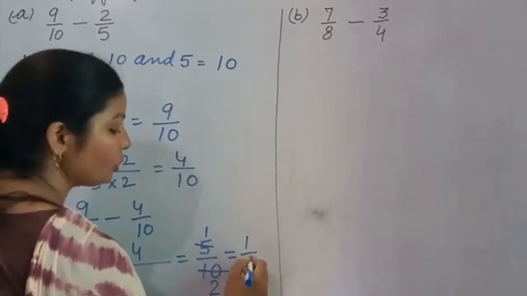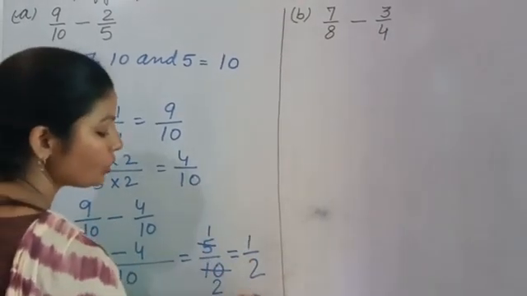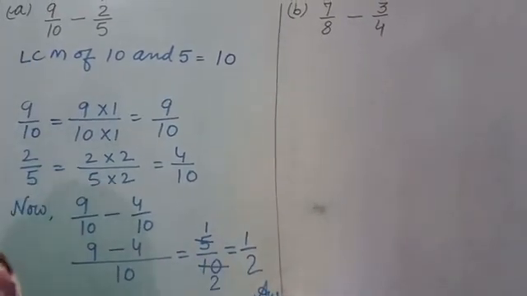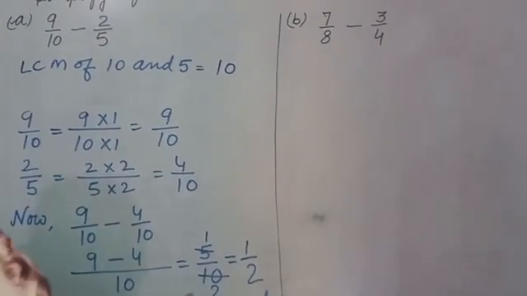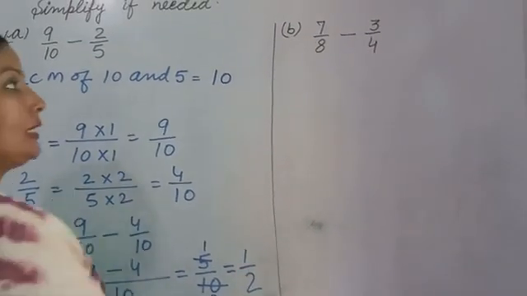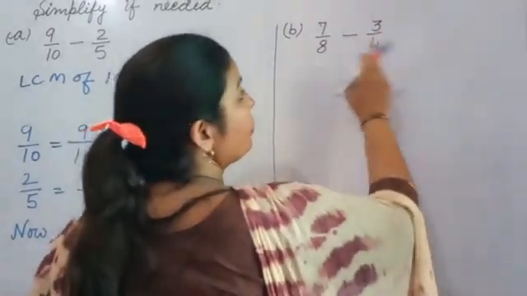So 1 upon 2 is a proper fraction. So this is your answer. If this is improper, we change it into mixed. But this is proper, so this is your answer. Okay. Now it's the B part. 7 upon 8 minus 3 upon 4.